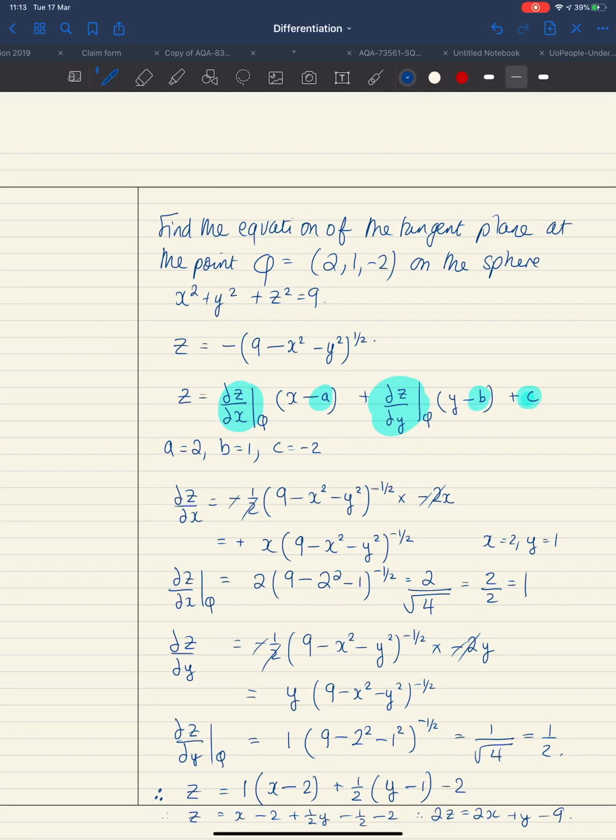Just going to write this down by the side. So we've got the hemisphere, z is minus 9 minus x squared minus y squared to the 1/2. And I've also got 2z is 2x plus y minus 9. I'm going to plot those on Desmos and show you what all this looks like.